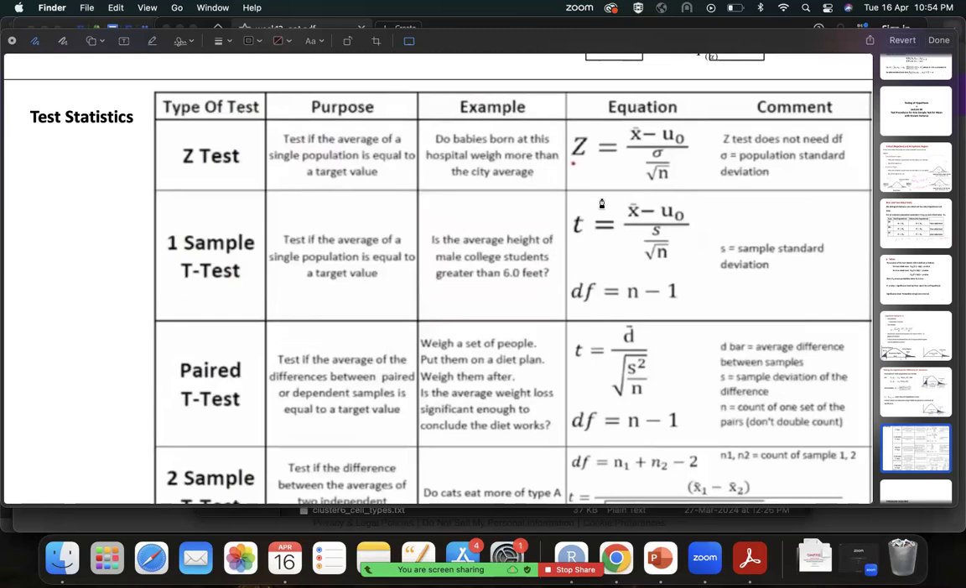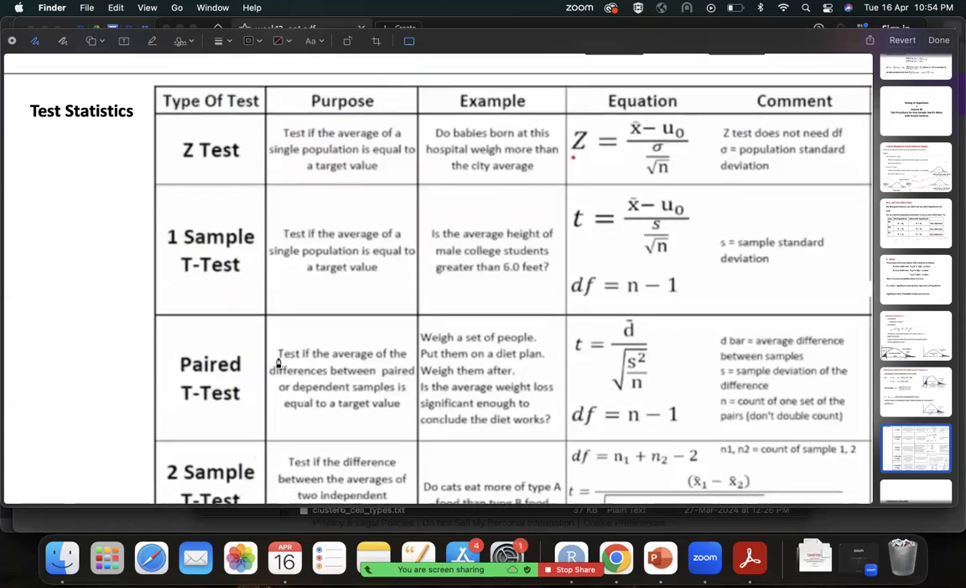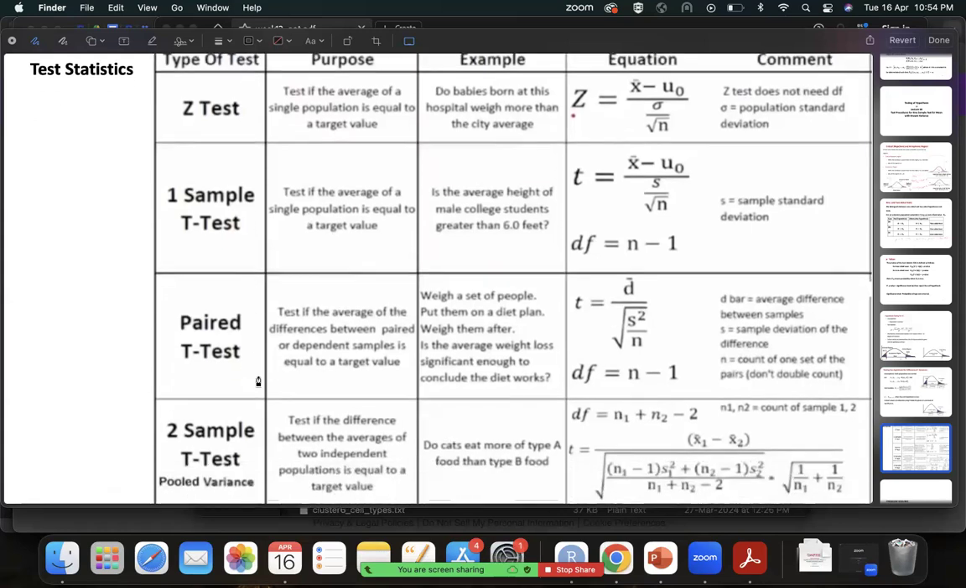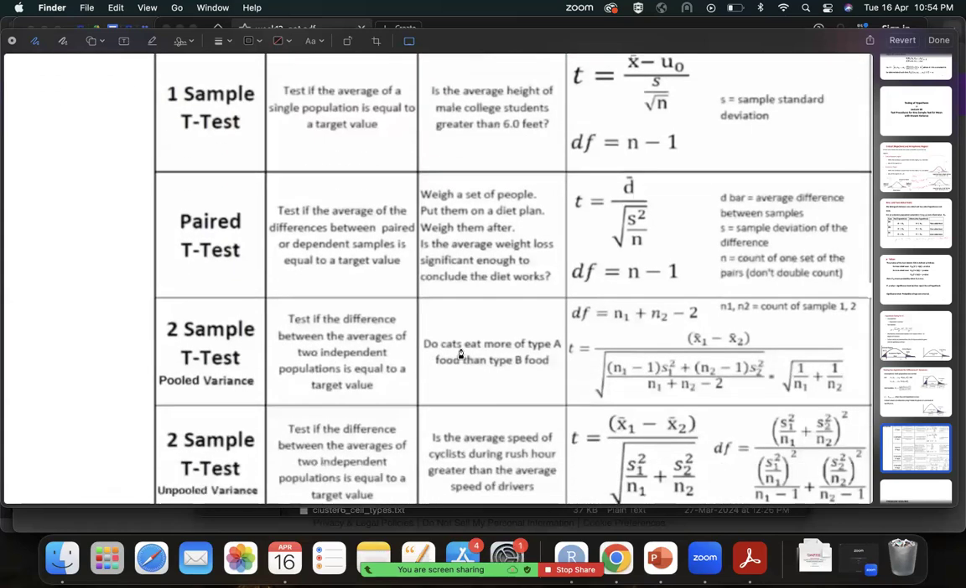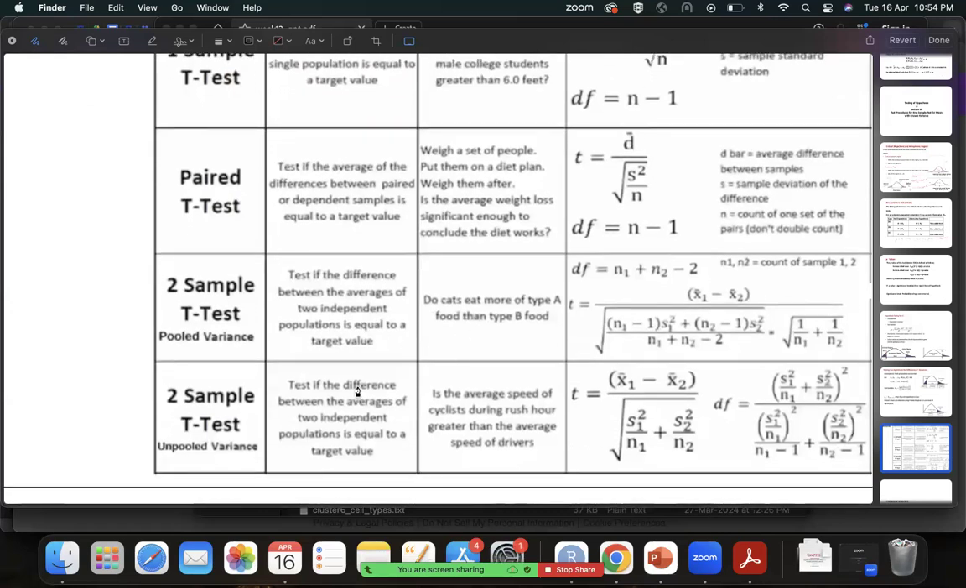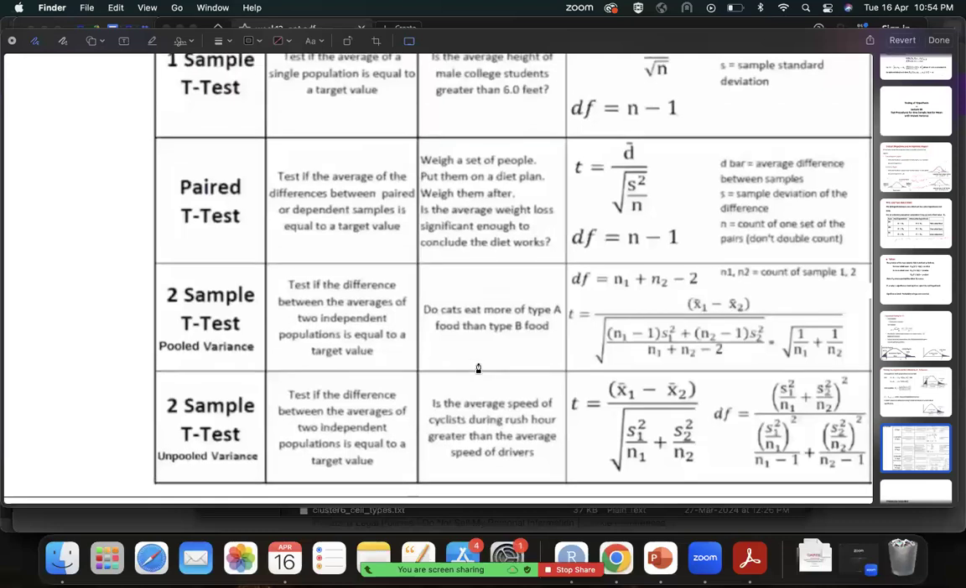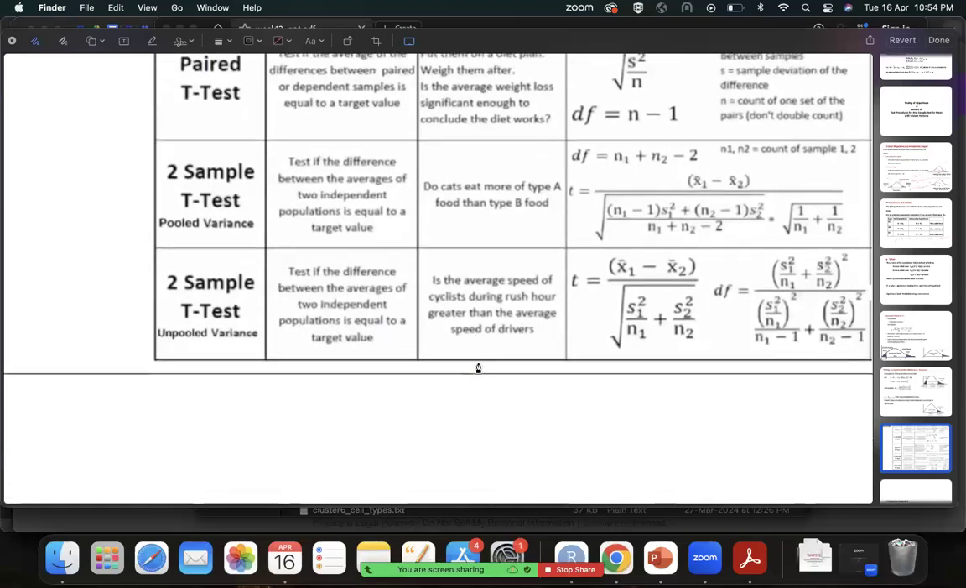In the other scenarios, where population variance or standard deviation is unknown, you have to estimate it with your sample standard deviation or sample variance, given by S and S squared. And you have to estimate your mean, which is mu, given by mu naught here. In these cases, you use a t-test. Depending on the data given, you use a one sample t-test, a paired t-test, or a two sample t-test, based on whether it's dependent samples or independent samples. These are the formulas that you should remember.